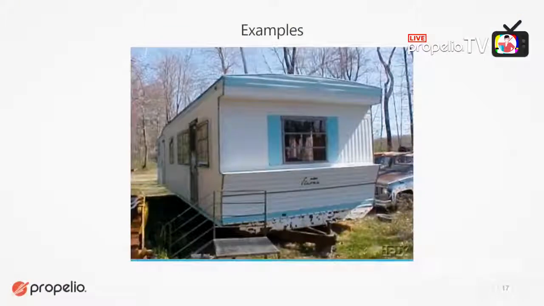Here's another example. This is possibly a 70s home. I might lean a little bit more towards the 60s, but seeing what I'm looking at there, it's skinny. It's definitely wider than the ones we were looking at in the 50s, but that one's probably 12 foot wide.